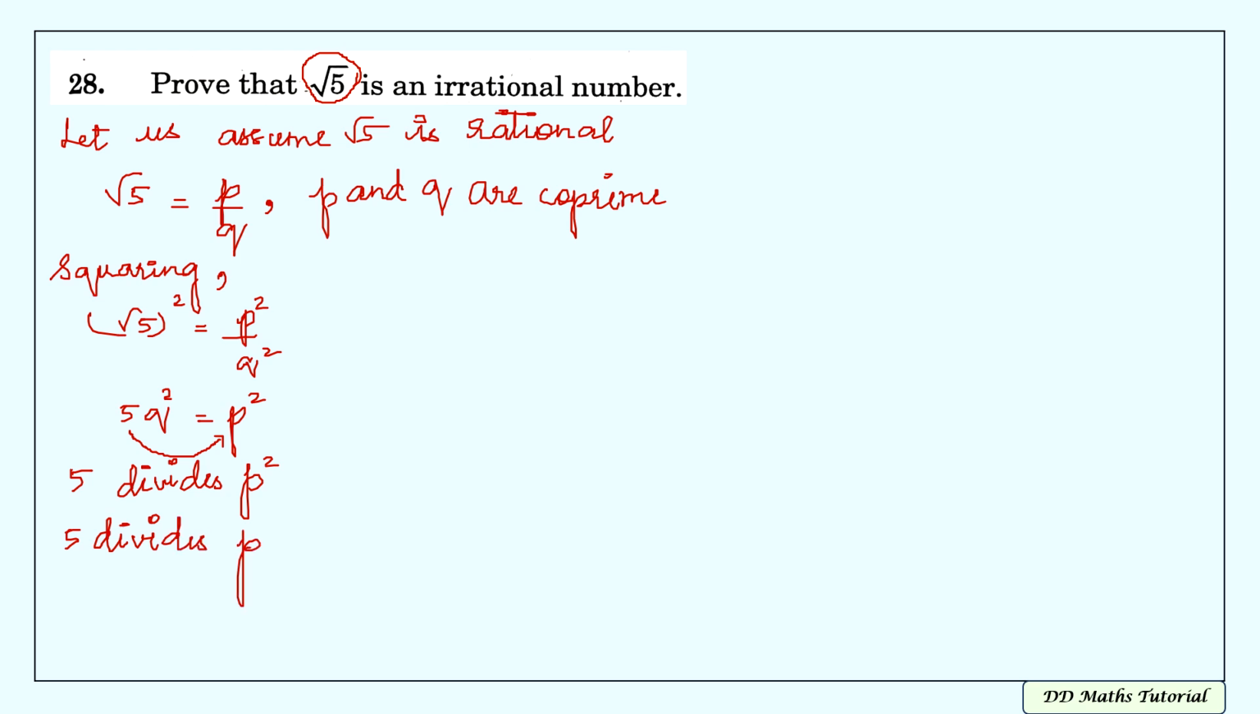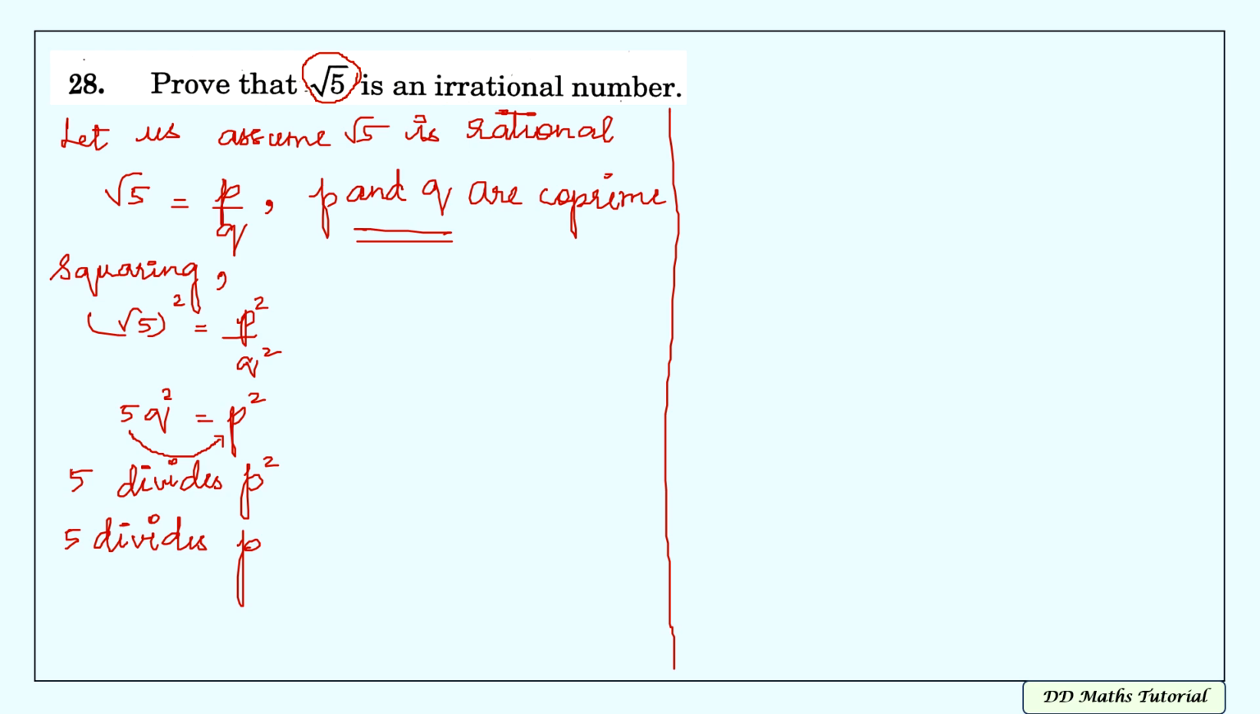So this is the first half of the proof. We have come to a conclusion that 5 is a factor of p square, and 5 is a factor of p. Now in the other part, we are going to say that 5 is a factor of q. Therefore, 5 is a common factor of p and q, but we have assumed p and q are co-prime numbers, where it should not have any other common factor other than 1. So let us do the other part.